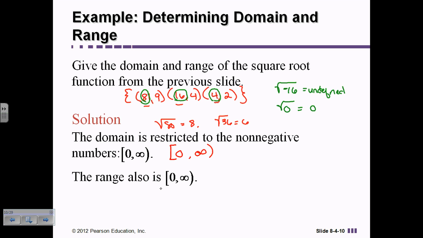The range, depending on what these numbers are, if I had 1,000,000 in there and I was taking the square root of 1,000,000, I'm going to get a lot bigger numbers for my range. So the range is also from 0 to positive infinity.